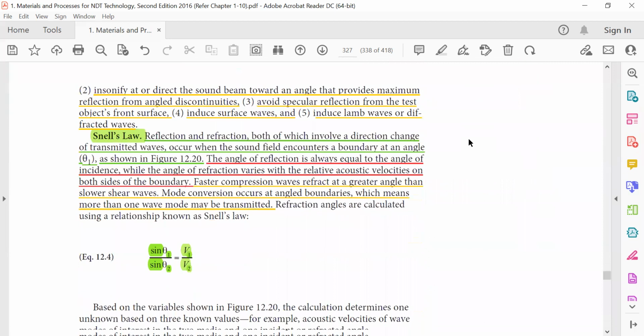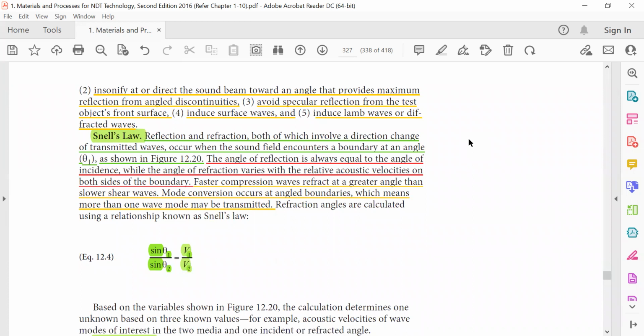Insonify, or direct the sound beam towards, the angle that provides maximum reflection from angled discontinuities. Avoid specular reflection from the test object's front surface. Induce surface waves, Lamb waves, or diffracted waves.